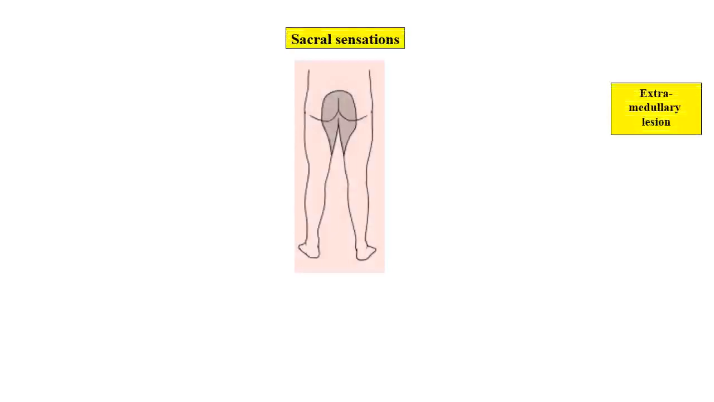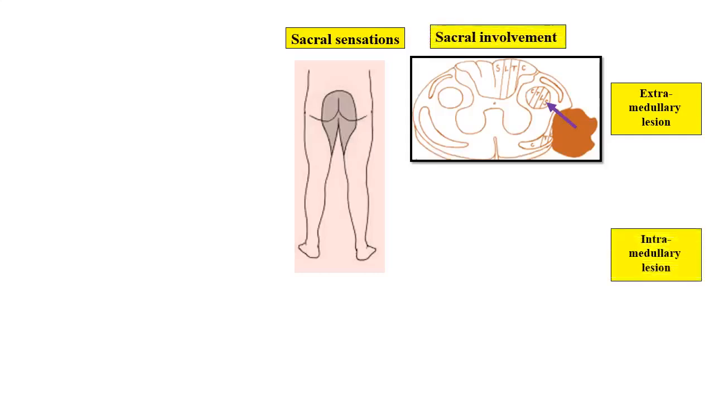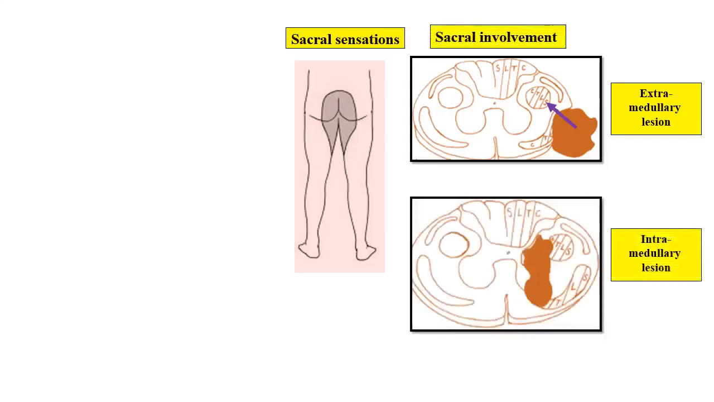Now coming to importance of sacral sensations. In case of extramedullary lesion, the lesion comes from outside and it affects the sacral fibers of lateral spinothalamic tract first, so there is sacral involvement. And in case of intramedullary lesion, the lesion comes from inside and it affects the cervical fibers first, so there is a sacral sparing.